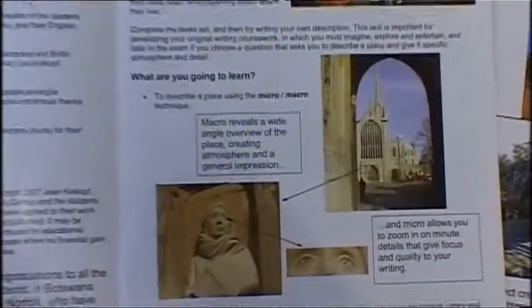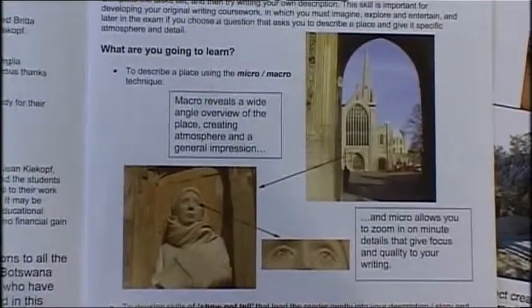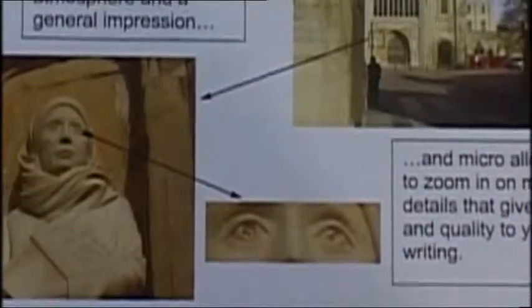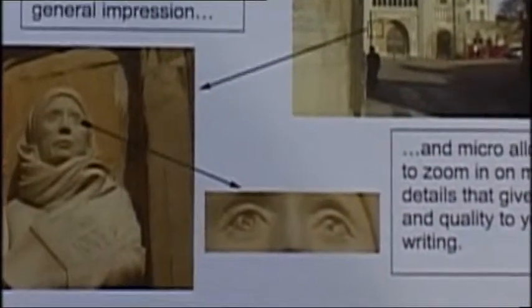Weaving Words, a GCSE peer education project, successful descriptive writing. In this DVD, students studying for their GCSEs in Norfolk and in Botswana share their descriptive writing techniques. These are macro and micro. Macro reveals a wide-angle overview of the place, creating atmosphere and giving a general impression. Micro allows you to zoom in on minute details that give focus and quality to your writing.